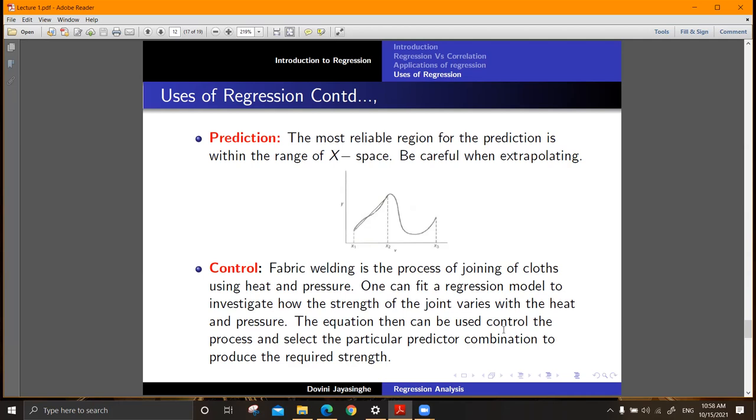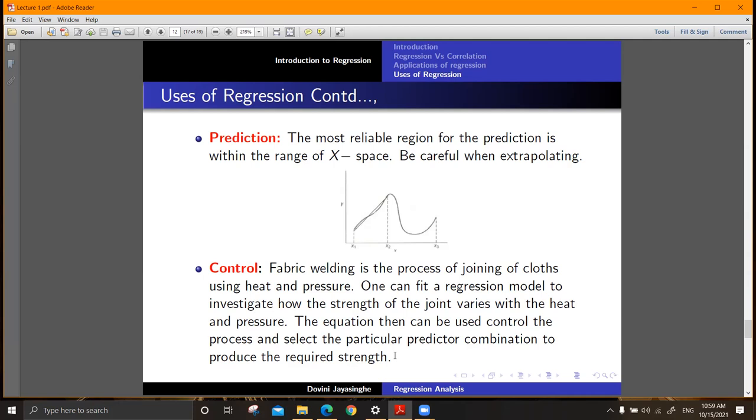The equation can be used to control the process, and select the particular predictor combination to produce the required strength. So the experiment is like this. You take a couple of pressure levels that you can practically handle. You take a couple of heat levels that you can practically handle. Okay. Then you take fabrics, and under similar conditions, you use different combinations of this pressure and heat and measure the strength of the linkage, and you model it.